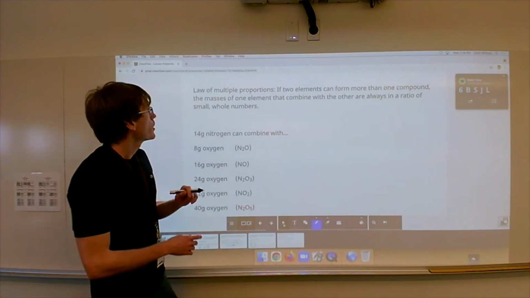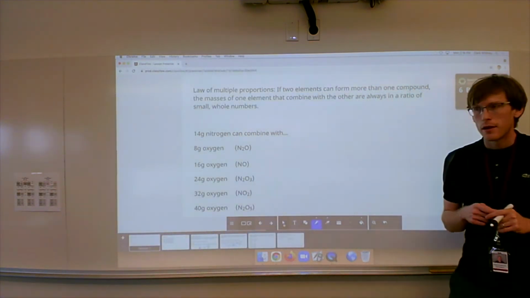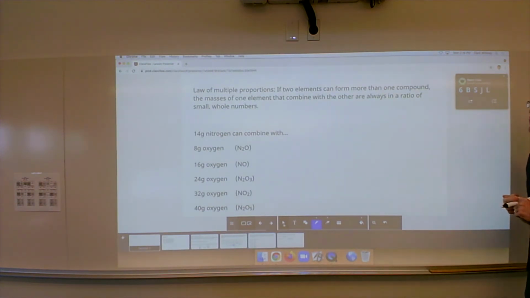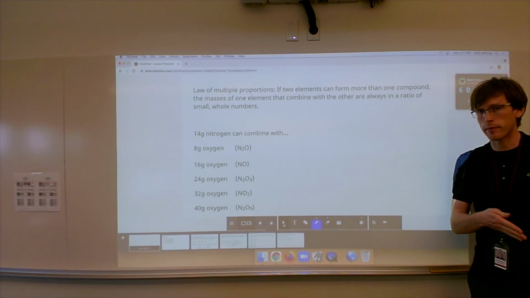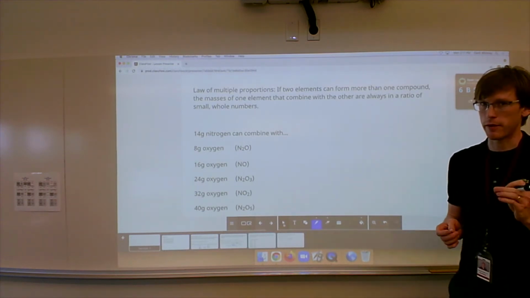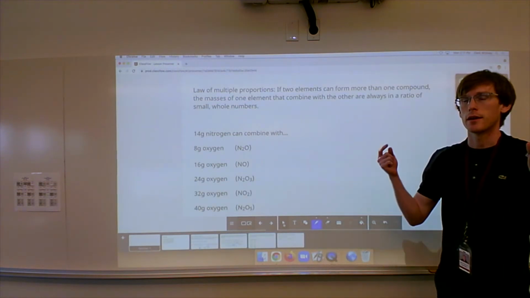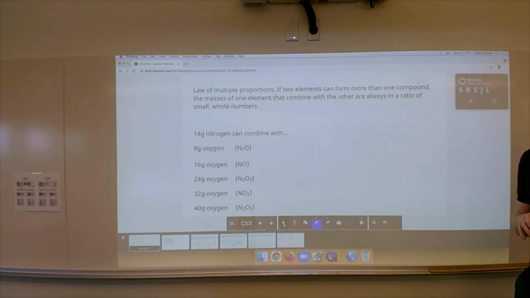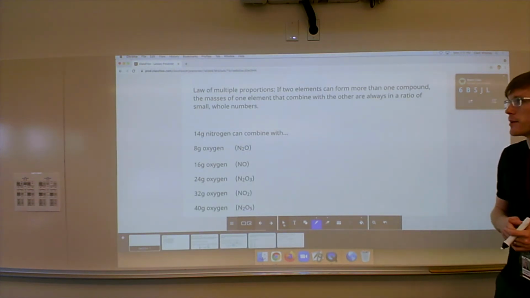Moving on, we now have the law of multiple proportions, and this is tricky. The law states that if 2 elements can form more than one compound, for example carbon monoxide and carbon dioxide, both are made of carbon and oxygen. Very, very different. I'm breathing out carbon dioxide. Carbon monoxide is a very toxic gas. So totally different substances made from the same basic elements.